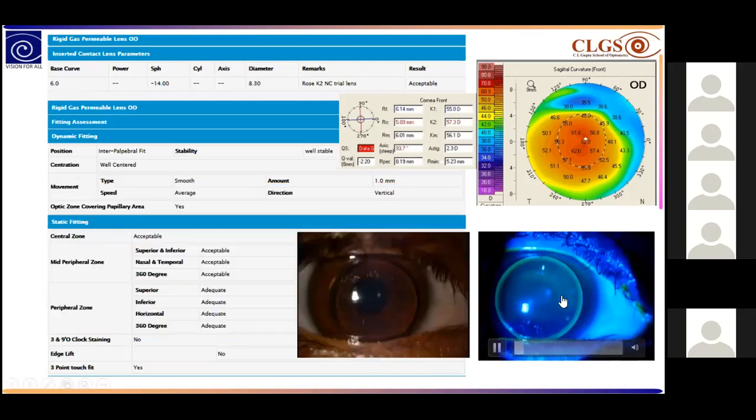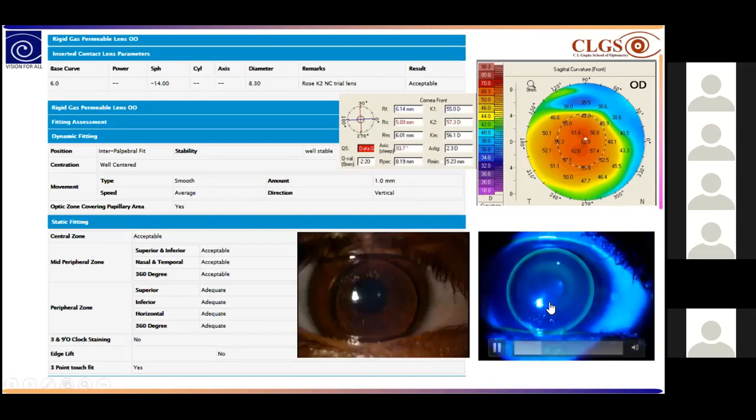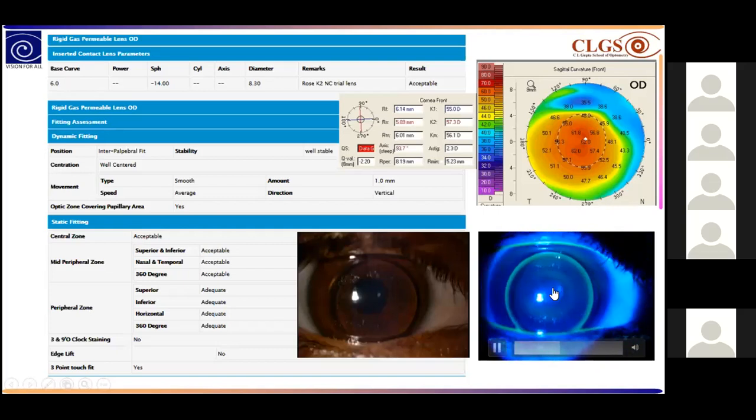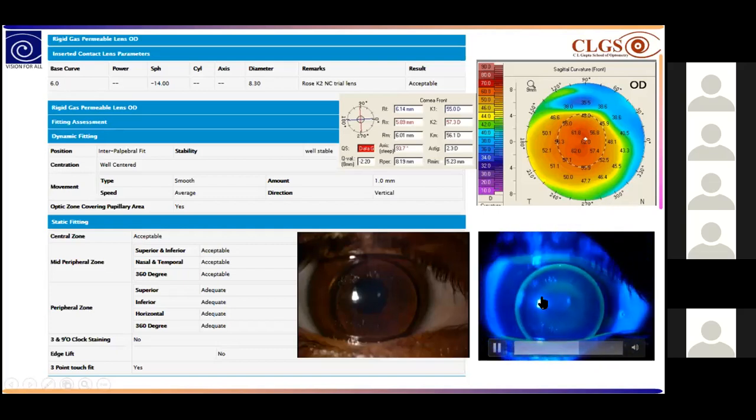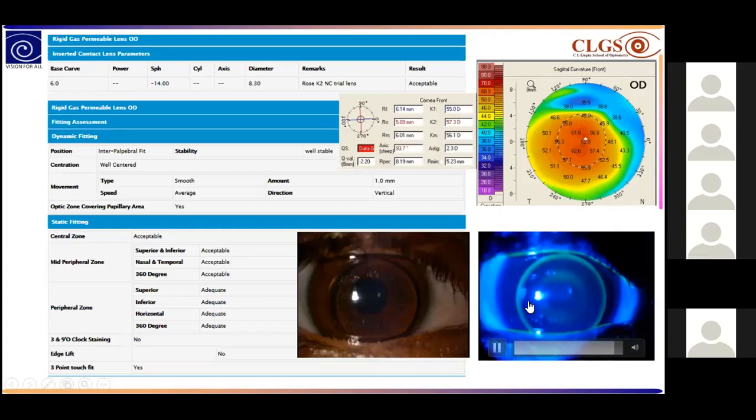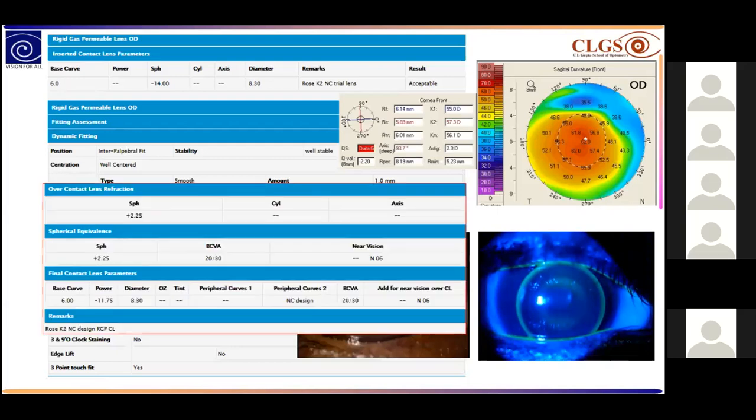For the static fitting assessment, you can see there is very minimum fluorescein accumulation, very minimum touch in the center of the cornea, along with mid-peripheral pooling, and there is 360-degree symmetrical edge clearance. After this fitting assessment, we have to do the over-refraction on top of the contact lens. We got around this much refraction, and we add this 2.25 to the trial lens power, which gives the final power of the contact lens. These parameters have been ordered for the right eye.